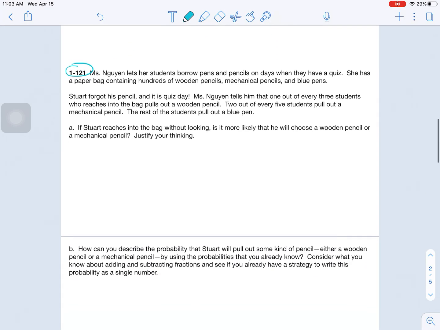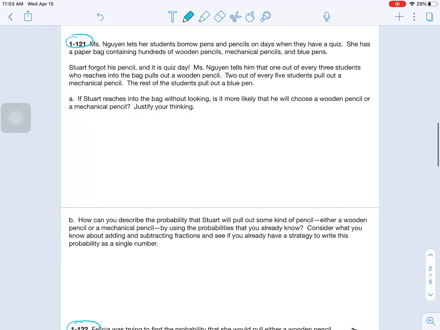All right, on to 121. Okay, so a different sort of situation here. We're not talking about the spinner anymore. It says Mrs. Nugent lets her students borrow pens and pencils on days when they have a quiz. She has a paper bag containing hundreds of wooden pencils, mechanical pencils, and blue pens. Stuart forgot his pencil and it's quiz day. She tells him that one out of every 3 students who reaches into the bag pulls out a wooden pencil.